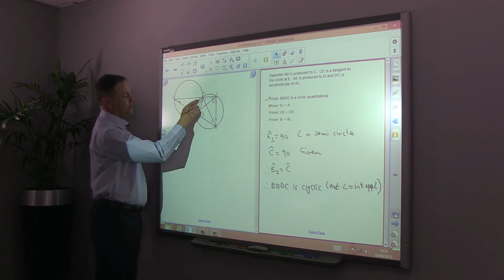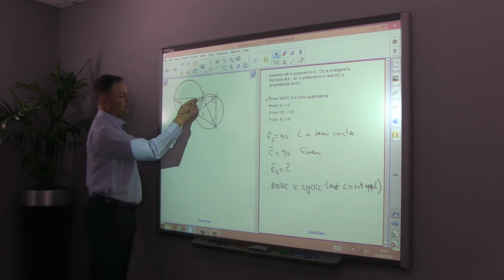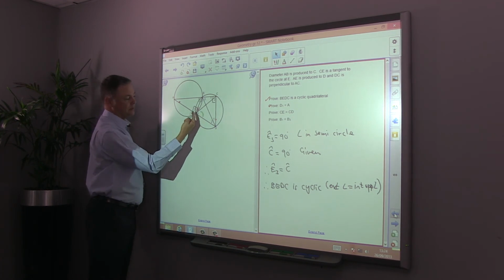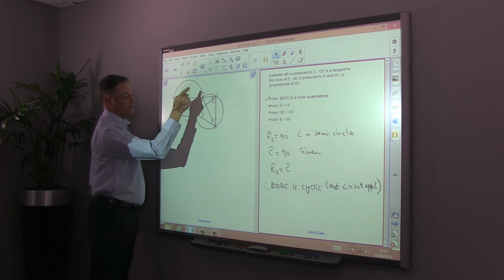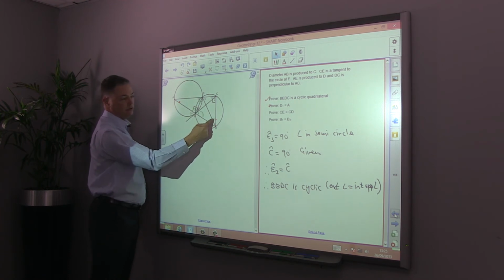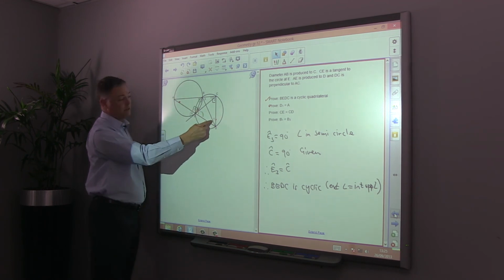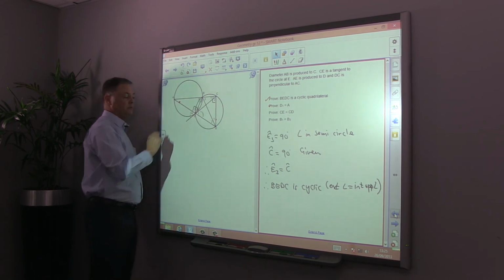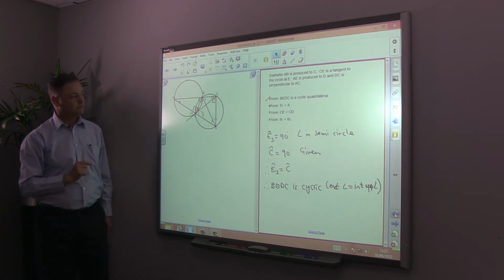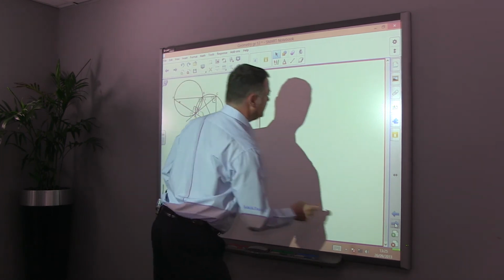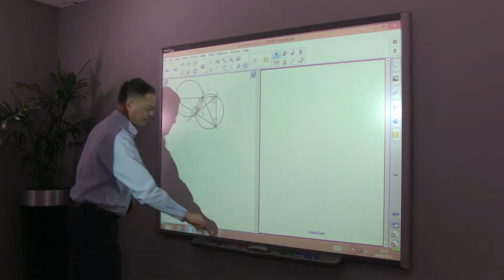E4 equals B1, tan chord theorem. E4 equals E1, vertically opposite angles. B1 is equal to D1 and 2. Why? Because that's the exterior angle of a cyclic quad equal to the interior opposite. Therefore, D1 and 2 must be equal to B1. So it sounds complicated, but once again, you're showing things are equal to the same thing.